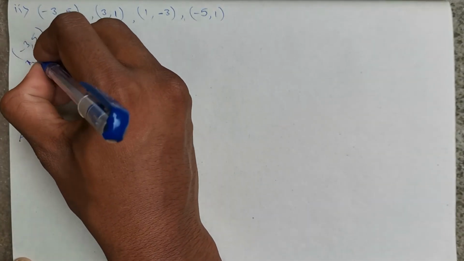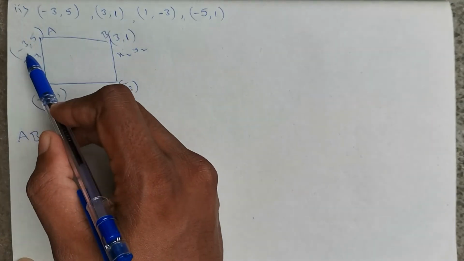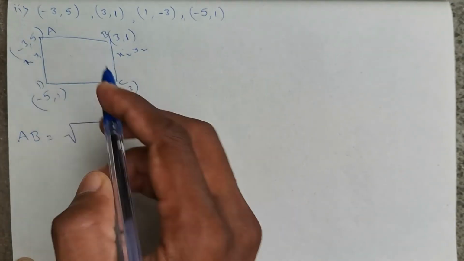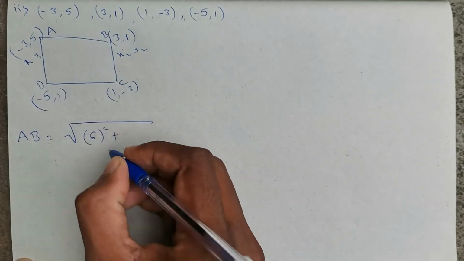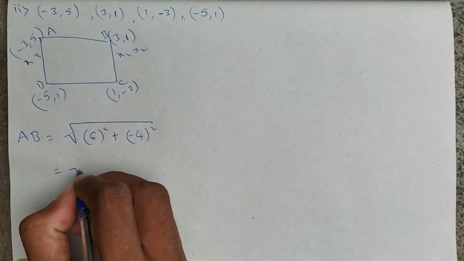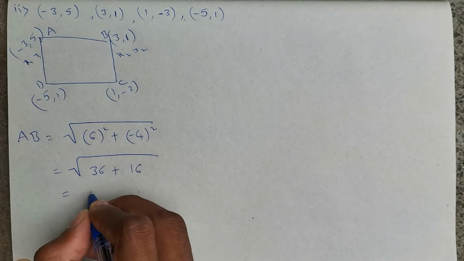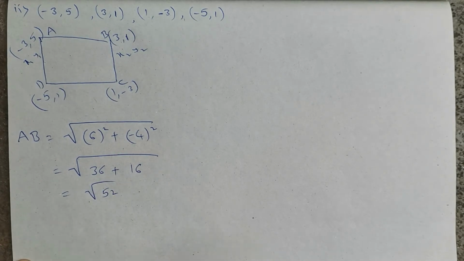This I am taking as x1, y1, and this as x2, y2. So x2 minus x1. This is already -3. Now it will become +3. 3 plus 3, 6 square plus 1 minus 5, minus 4 whole square, which is nothing but 6 square 36 plus 4 square 16, 36 plus 16 under root 52.